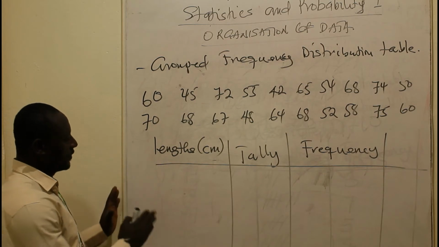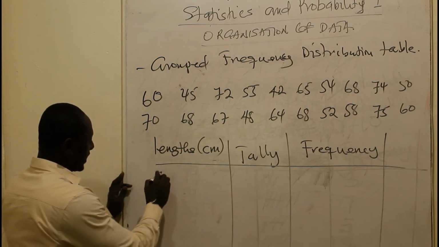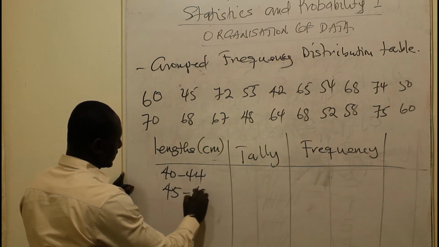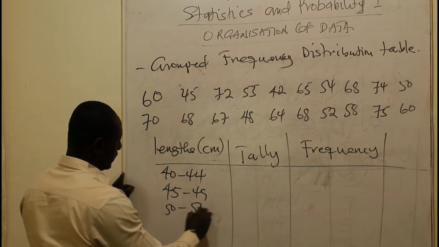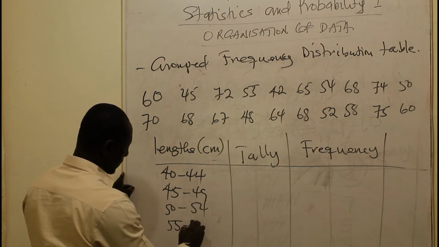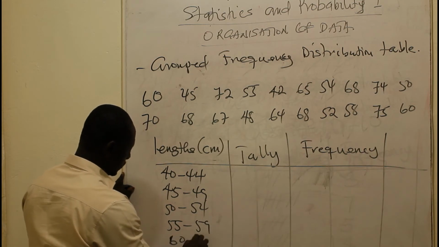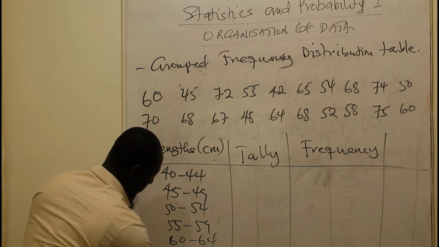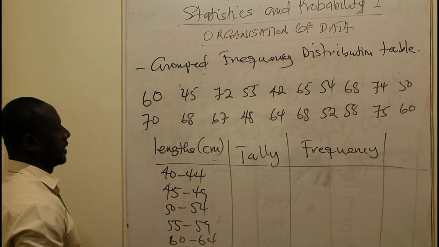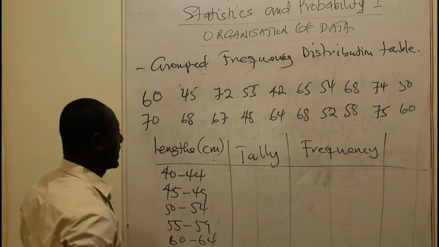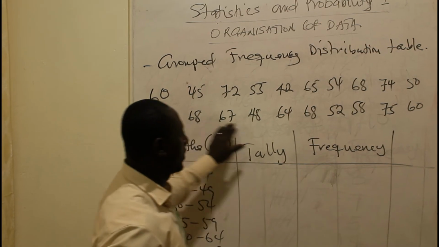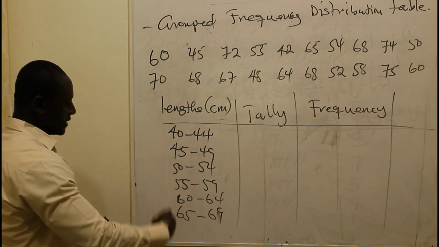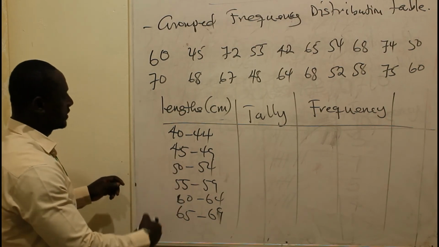The length in centimeters is going to be the class interval of the variable there. And so they have given you the class intervals to use. The first class interval is 40 to 44, 45 to 49, 50 to 54, 55 to 59, 60 to 64, then 65 to 69. You have to continue because the highest value, if you go through, is 75. It means that we have to continue till we get to 75.